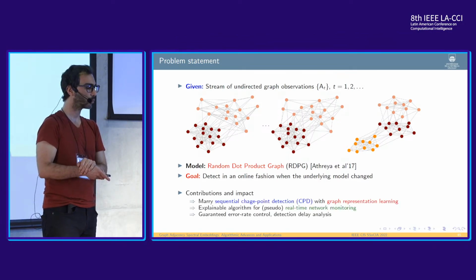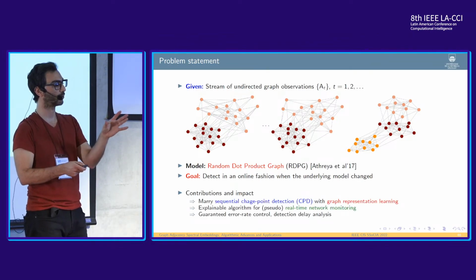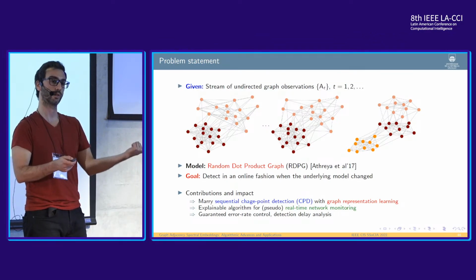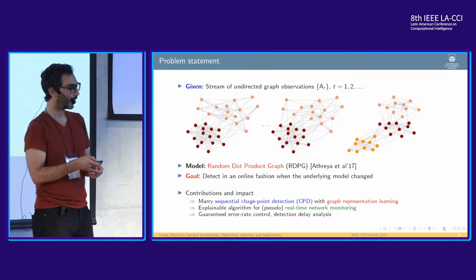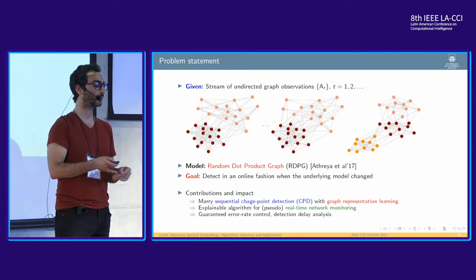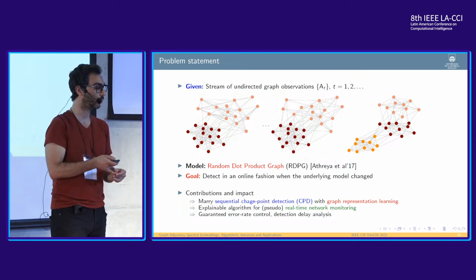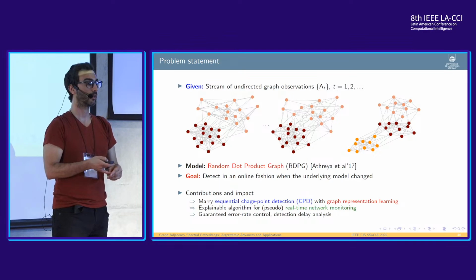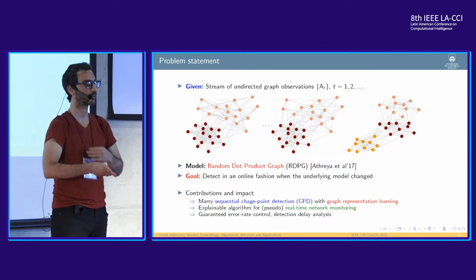So we want to detect if the model that generates the graphs changes at some point. What we do is compute some representation for the graphs, and we try to infer the change in the model from the embeddings. We're going to try to do this in an almost real-time fashion, so we can detect changes very quickly, and if we can, we also want theorems that say, okay, if there is a change here, you're going to be able to detect it.